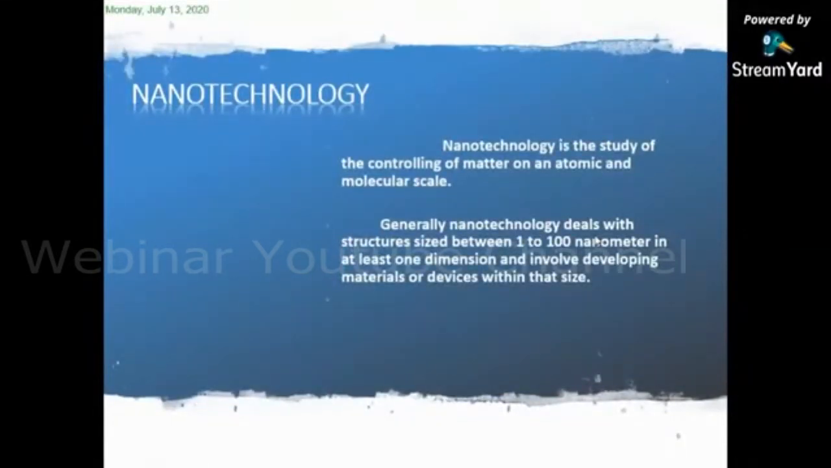So this is the exact definition of nanotechnology. In layman's language, it is at least 1 to 100 nanometers in dimension, and it involves developing materials or devices within that size. Here we need to understand that the nanomaterials researchers synthesize or produce will have lots of stability when compared to normal macromolecular structures.